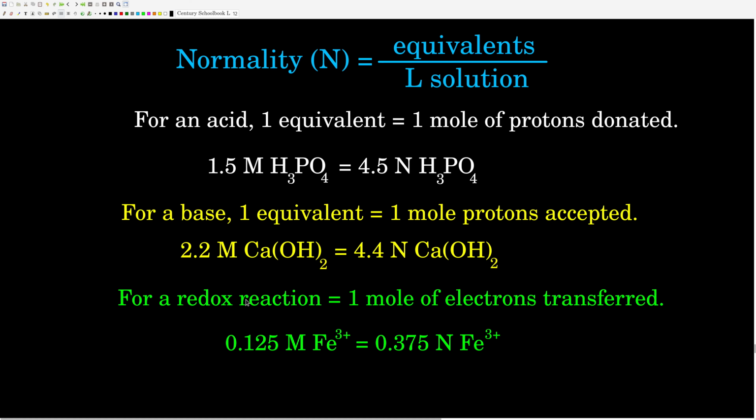And then finally, for a redox reaction, where we have electrons being donated and accepted, 1 equivalent is equal to 1 mole of electrons that can be transferred. So for example, if we have a solution of iron 3, because this has a positive 3 charge, the iron 3 ion can accept 3 electrons to make it iron metal. And so that means that if we have a 0.125 molar solution of iron 3, it is 3 times 0.125, or 0.375 normal iron 3.